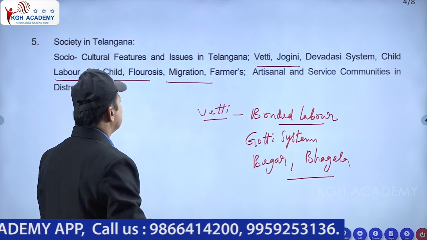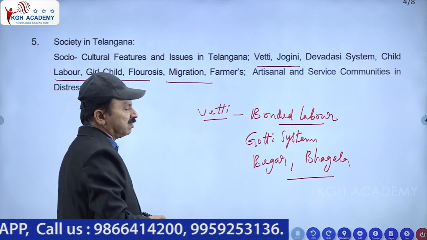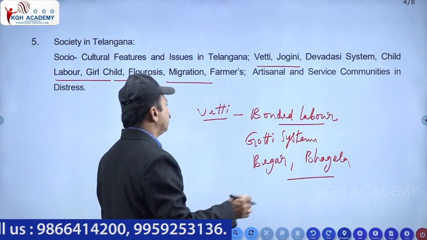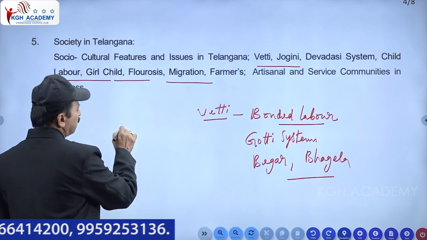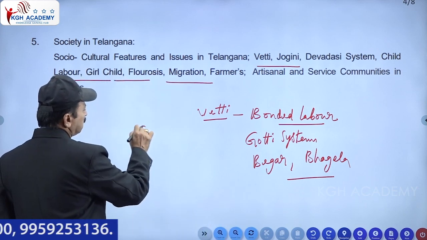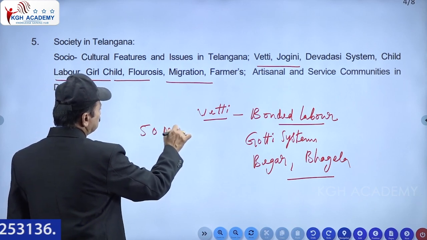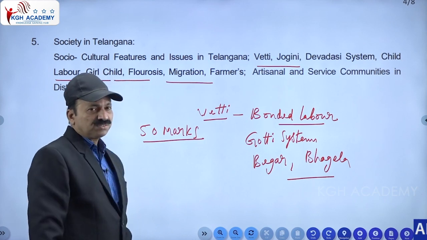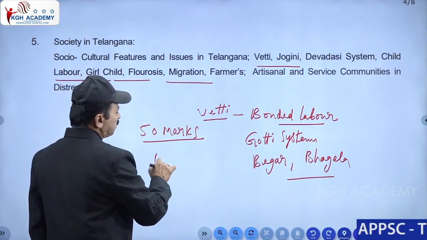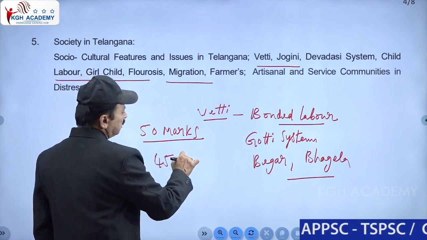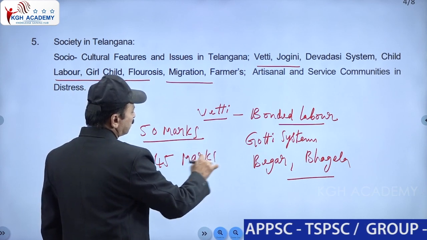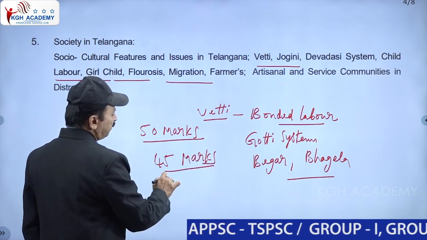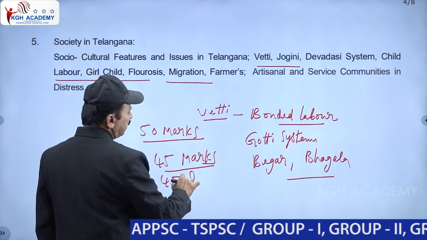Sociology is one of the important areas. How many marks are there for sociology? 50 marks. You have to answer 50 bits. Out of 50, there is a very good scope to get 45 marks. In the same way, you have to score 45 marks in Indian history also.